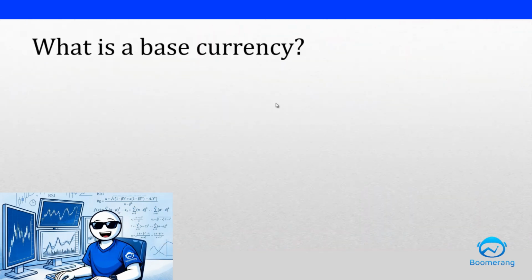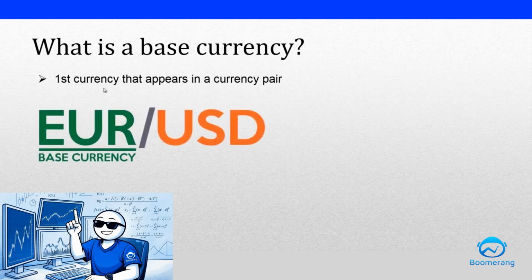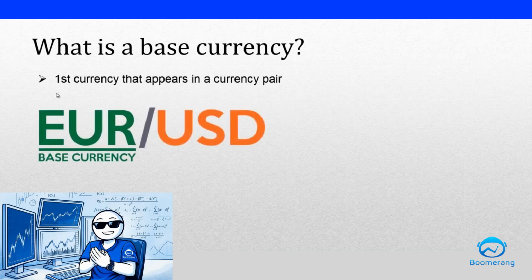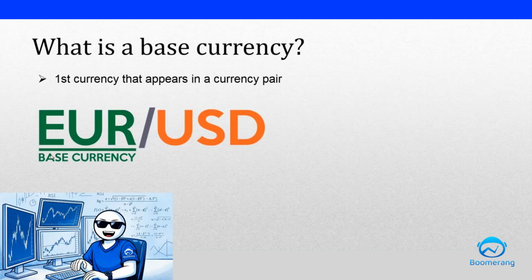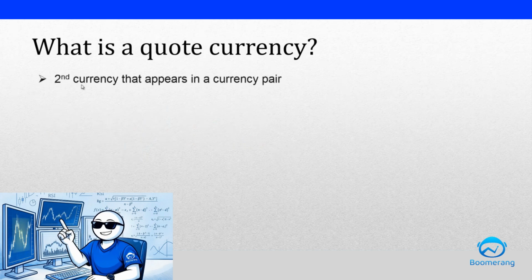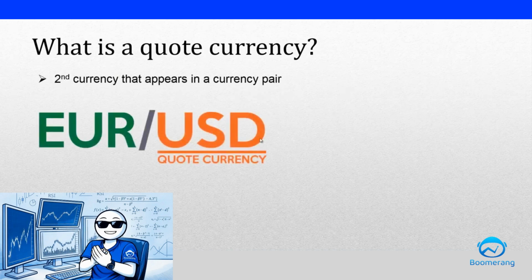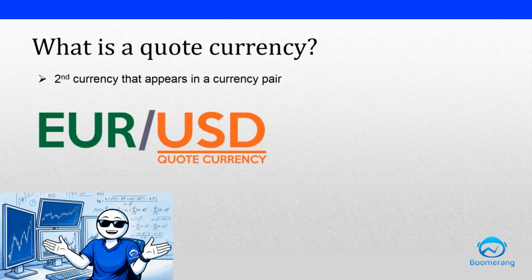Moving on. What is a base currency? A base currency is the first currency that appears in the currency pair. For example, euro against the dollar, the first currency of the pair is called the base currency, and I'll explain why shortly. What is a code currency? The code currency is the second currency that appears in the currency pair. For the euro dollar example, the US dollar is the code currency.